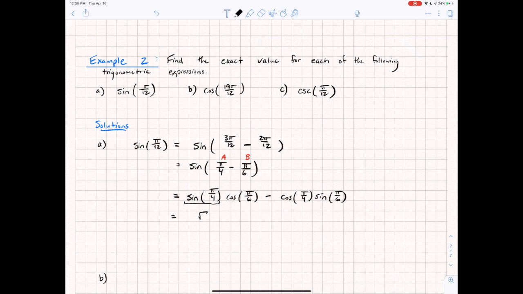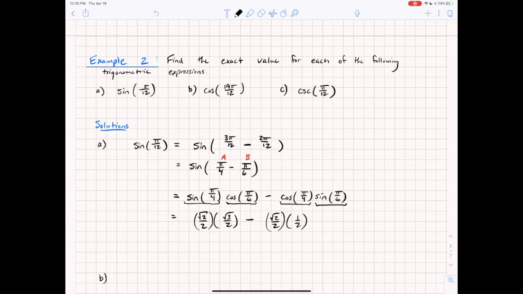Sine of pi over 4 is root 2 over 2. There's the first one. Cosine of pi over 6 is radical 3 over 2. And then minus cosine of pi over 4 is root 2 over 2. And sine of pi over 6 is 1/2. So you'll notice that it's the same numbers over and over again because there's only really 3 different numbers on the unit circle in terms of the coordinates.